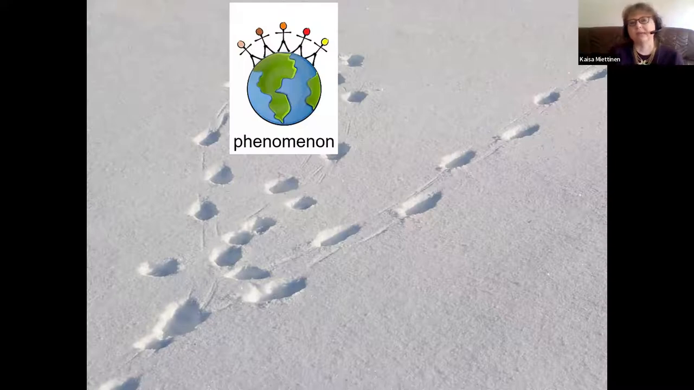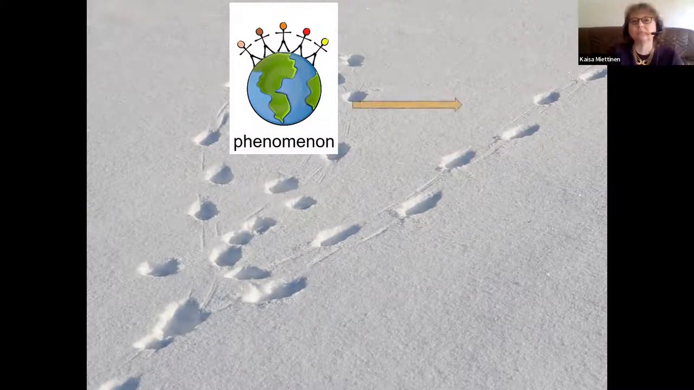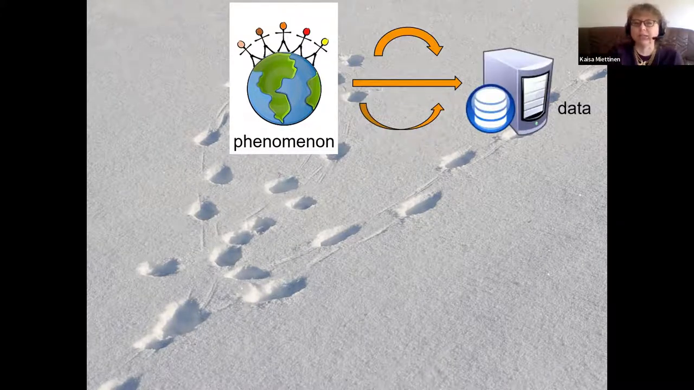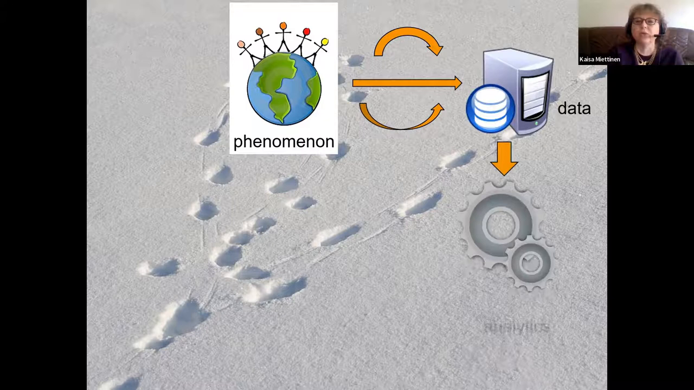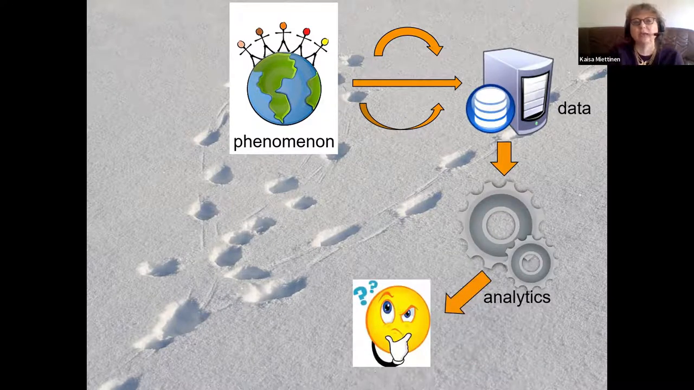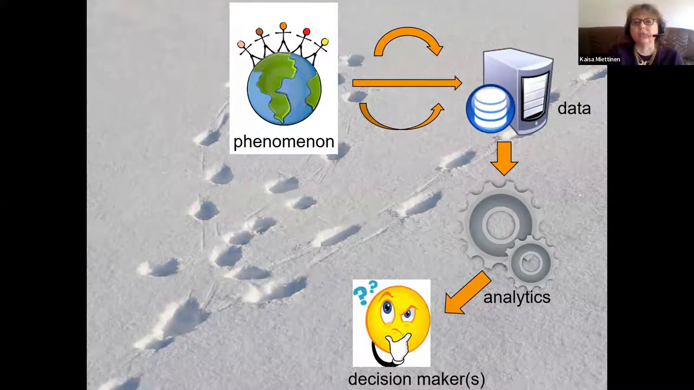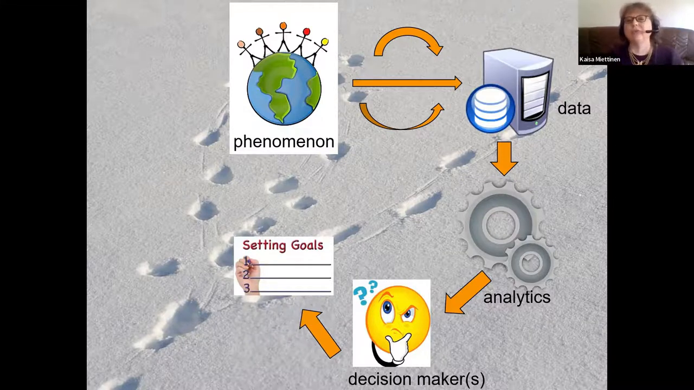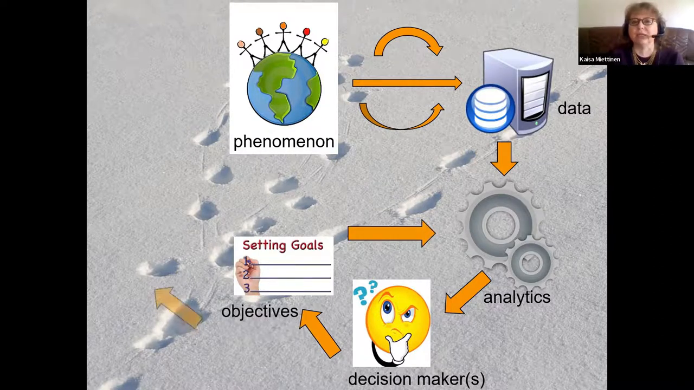So roughly speaking, we have some phenomenon and we collect maybe different types of data related to the phenomenon. Then we use different types of analytics tools to understand and digest the data. And then we involve decision makers and their domain expertise to set goals: what kind of decisions we would like to make based on the data available. Sometimes this might lead to the need of getting some more data, and this iteration might take a while.